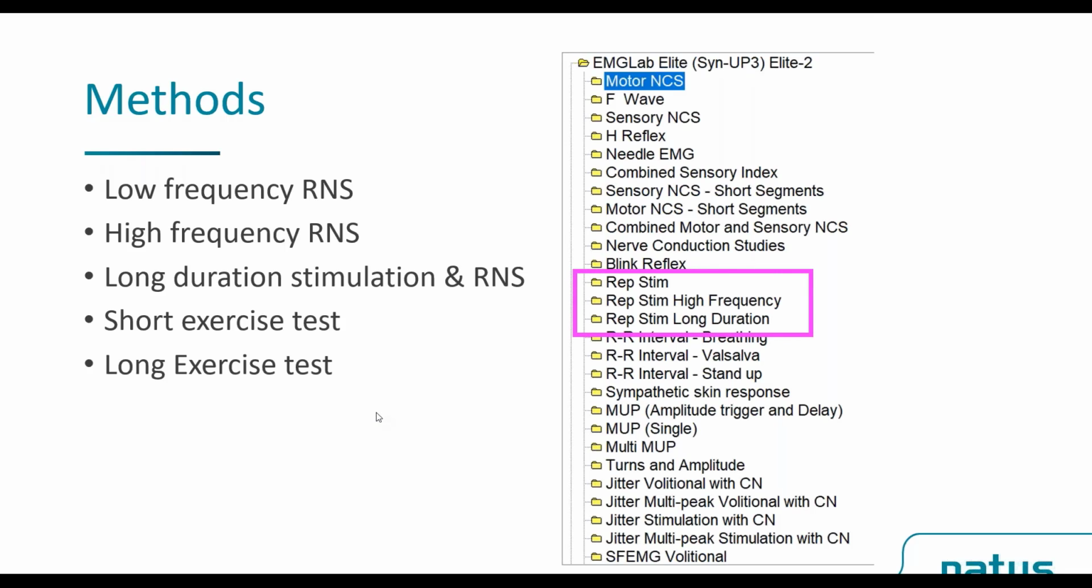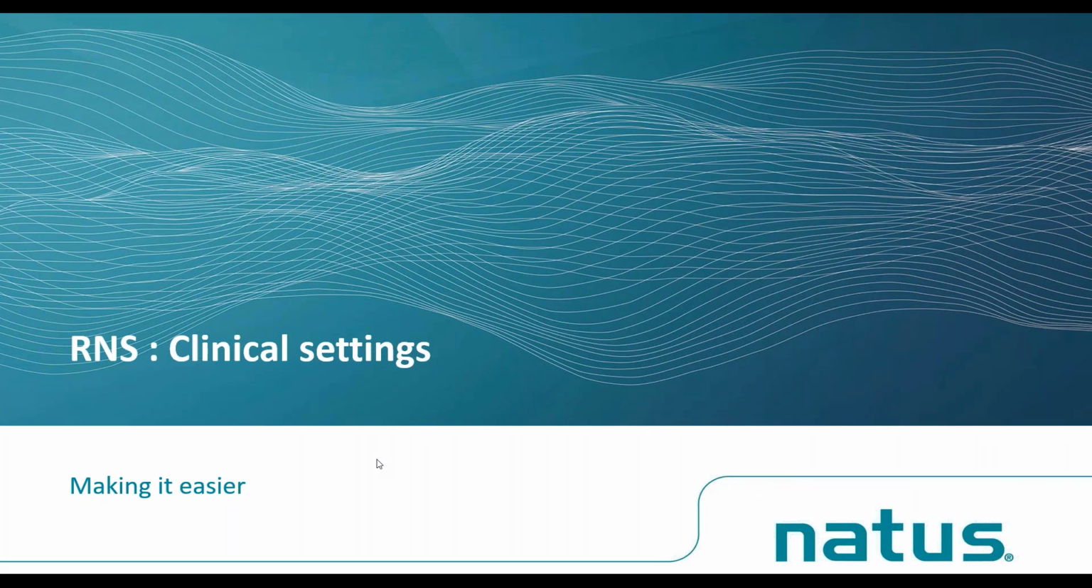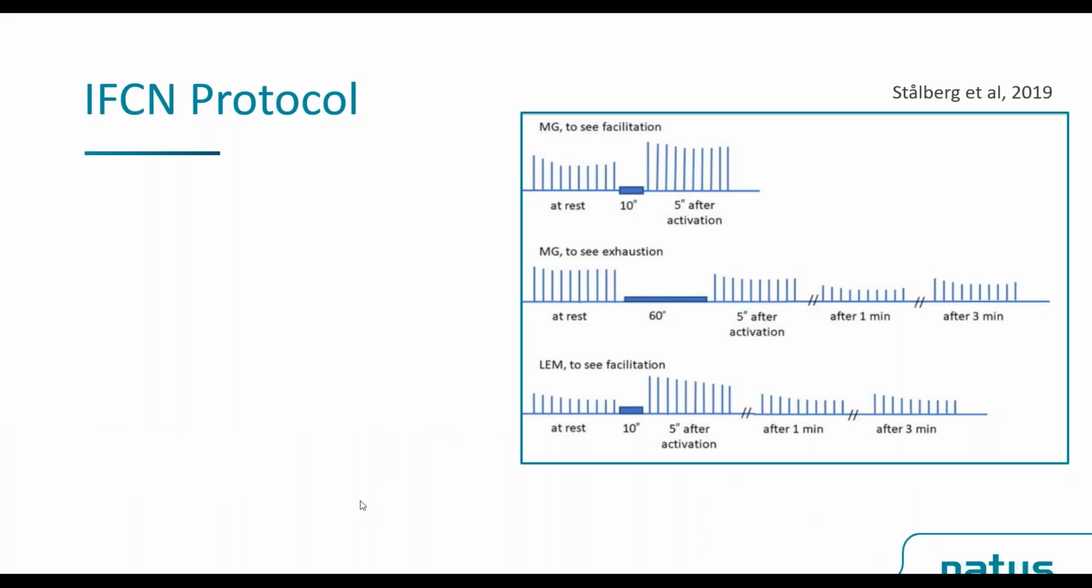So in our main menu, this is where we can find the repetitive nerve stimulation tests, the low frequency, the high frequency, and the long duration. I will not discuss the long duration. Let's start with our repetitive nerve stimulation in a clinical setting. This is typically the low frequency and the high frequency.